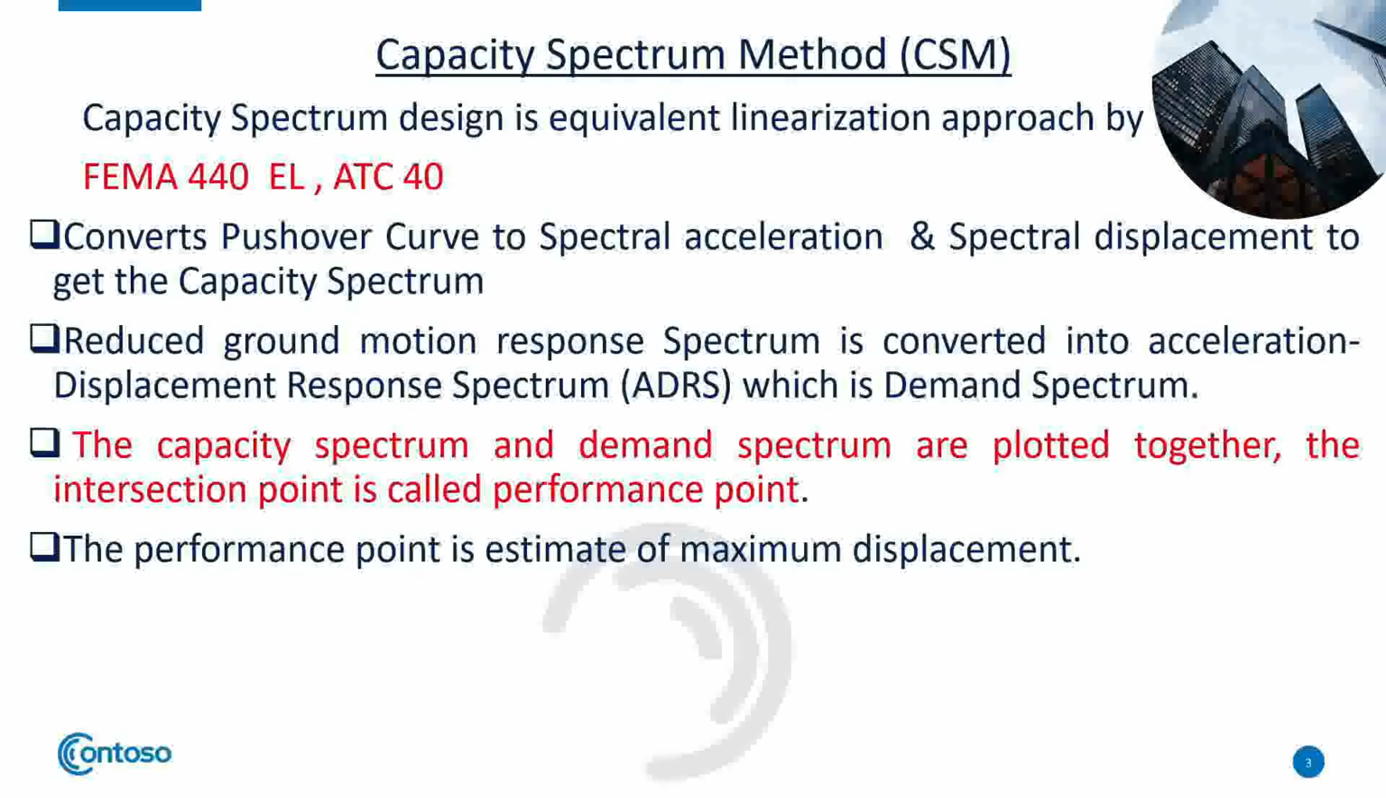The capacity spectrum method is an equivalent linearization approach from FEMA 440 and ATC 40. It converts the pushover curve to spectral acceleration and spectral displacement to get the capacity spectrum. The reduced ground motion response spectrum is converted into the acceleration displacement response spectrum, which is ADRS, which is the demand spectrum. The capacity spectrum and the demand spectrum are plotted together. The intersection point is called the performance point. The performance point is the estimate of maximum displacement.